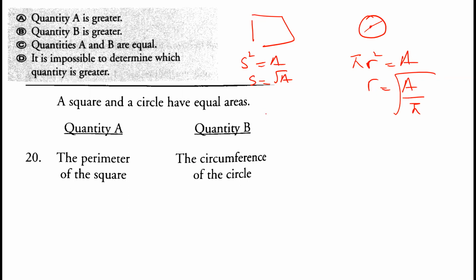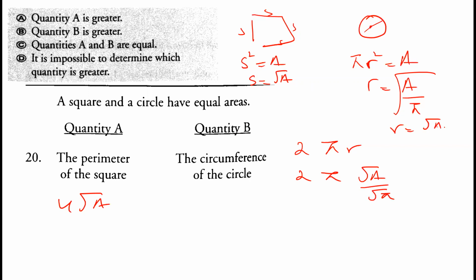Now the perimeter of the square would be, obviously there are 4 sides. So this would be 4 into under root A. And the circumference of the circle is 2 pi r. So 2 pi r is under root A over under root pi. Now over here we have a pi, so we multiply this by under root pi and also multiply this by under root pi. It won't make any difference because under root pi over under root pi is 1.